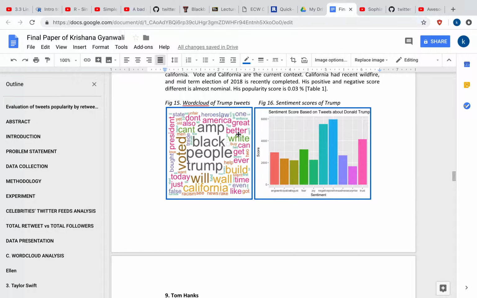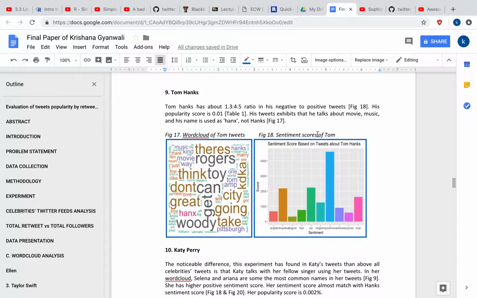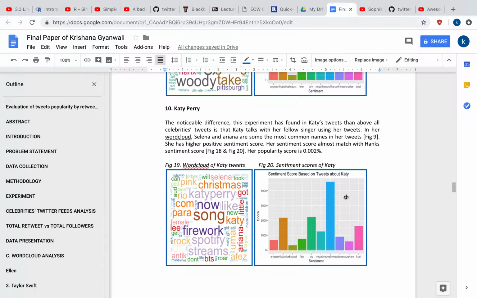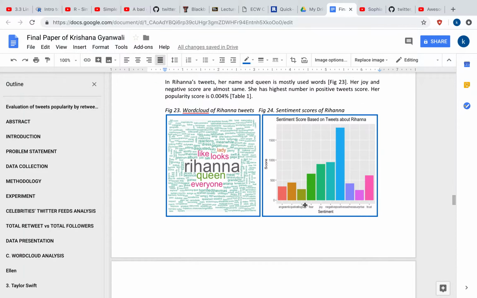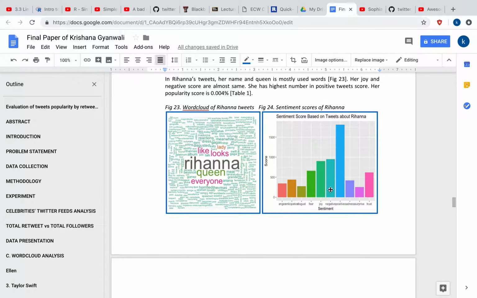And Tom Hanks has, I think, more than 4,500 positive score, and a little bit more than 1,000 negative score. Katy Perry has the same ratio, and Shakira has the same ratio, and Rihanna has, what is that called, I forgot, a normalized kind of curve.